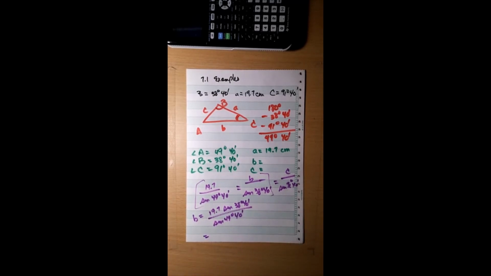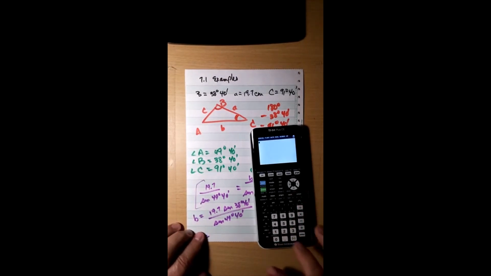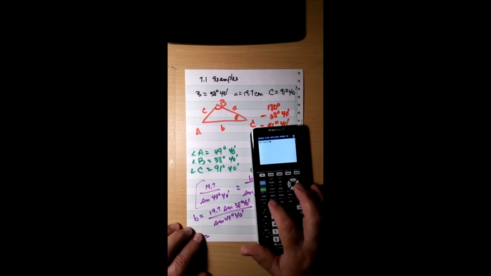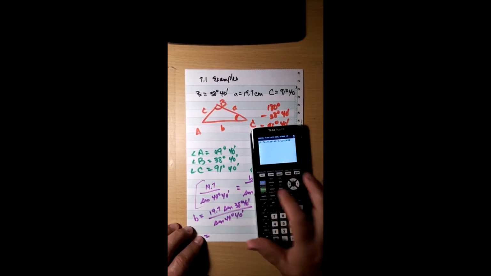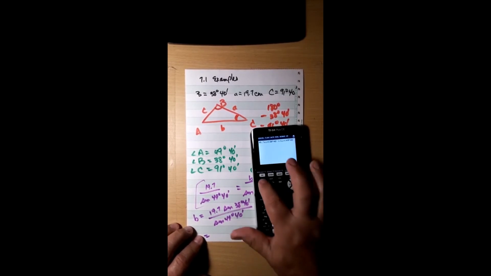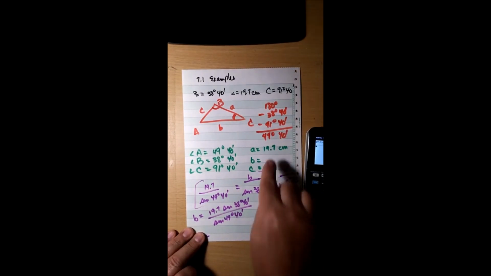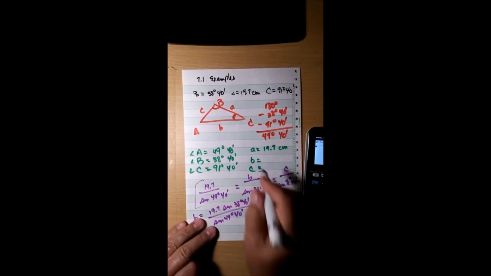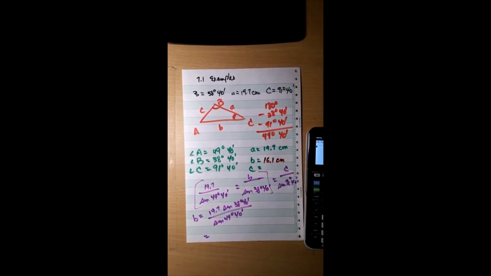So B, if we take our calculator, 19.7 times the sine, 38 degrees, 40 minutes, divided by the sine of 49 degrees and 40 minutes gives us 16 point, let's see, we're in one decimal place with this. We'll do the same thing, 16.1.